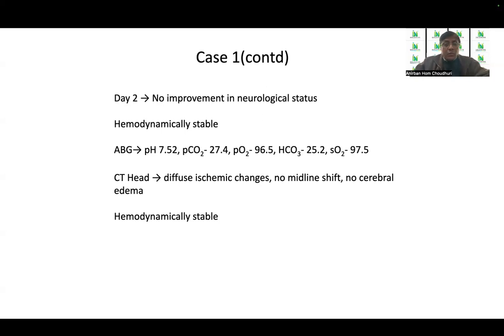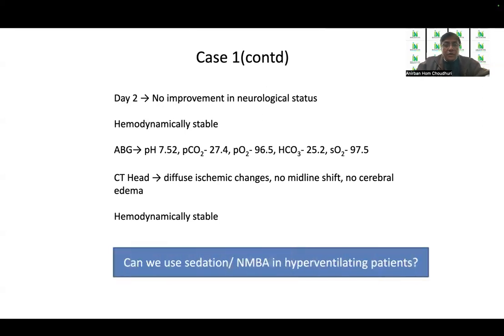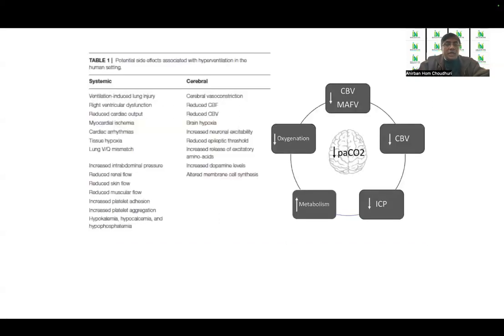But now what would be the effect of this metabolic change on the patient? Now, if this patient is hyperventilating to produce this respiratory alkalosis, and the hyperventilation is a central effect in most of such patients, can we use sedation or muscle relaxants in such patients to abate that? We know that hyperventilation is associated with a lot of adverse effects, both systemic and cerebral.